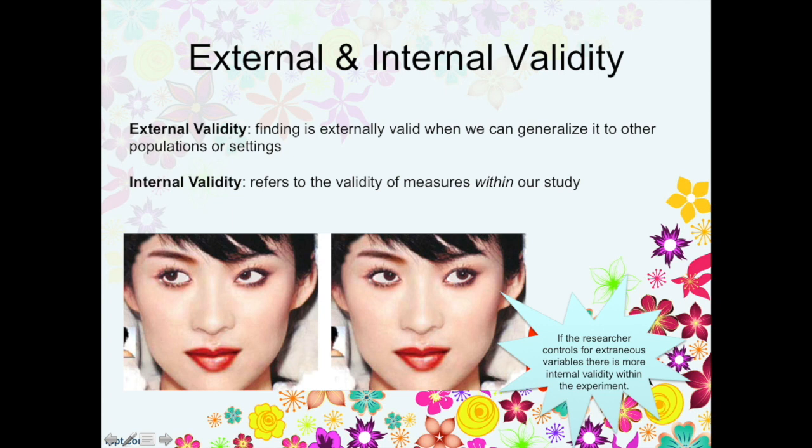So did we do our study correctly? Did we control for all of our extraneous variables? Was it our IV that really caused the change in our DV? And if we can say yes to that, then it's likely that we do have internal validity. So if the researcher controls for extraneous variables, then there should be more internal validity within the experiment. So we need to make sure that we understand that for the exam.